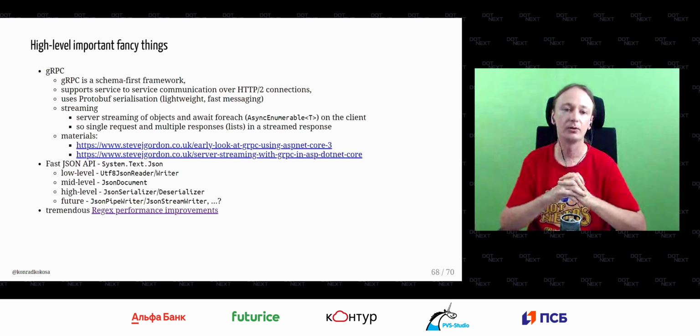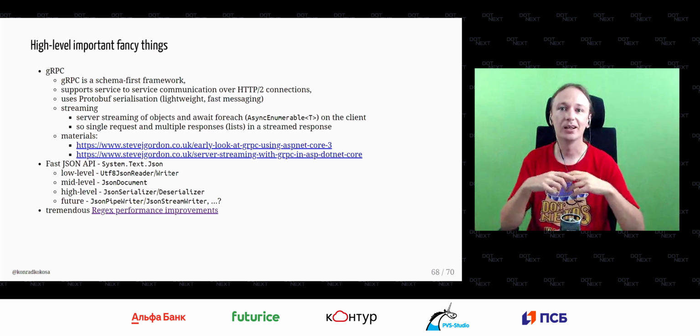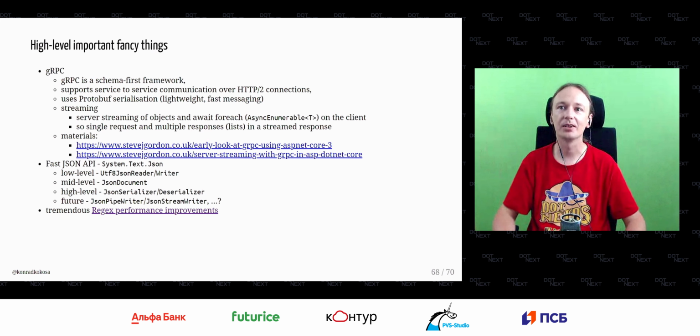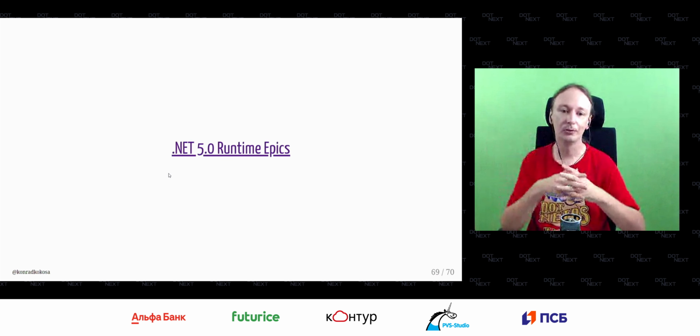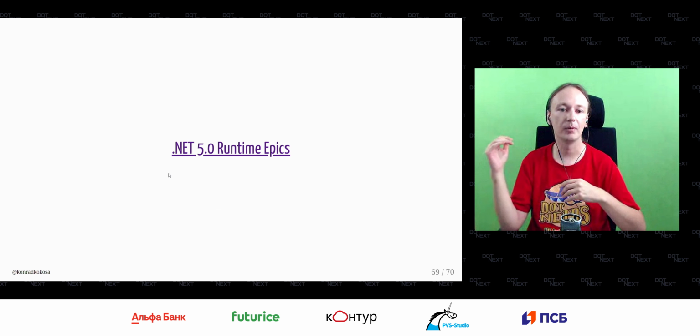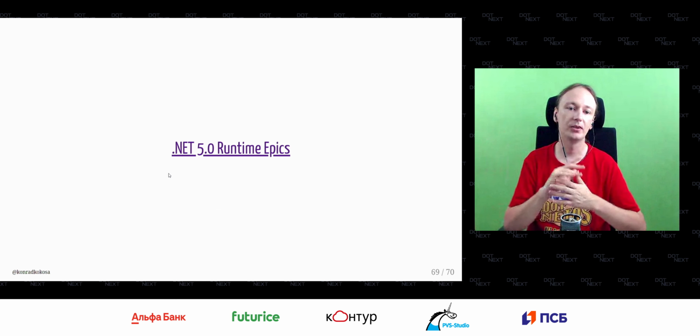I will not cover those. I was more concerned about more low-level stuff, like the whole .NET runtime, because it is concerned about low-level stuff. And if you would like to track some such things, there is a very nice recently added .NET 5 runtime epics GitHub page. This link will be provided in the slides.